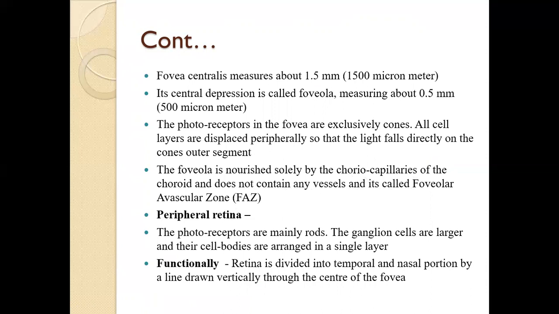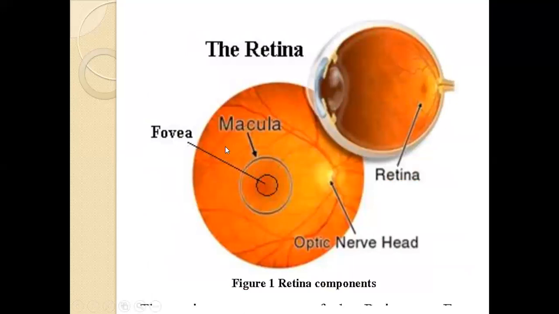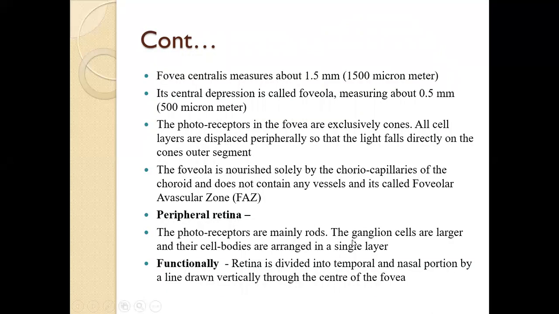And last one is the paracentral region, I can say, the peripheral region. Photoreceptors are mainly rods over there. So outside of this region, this area, rods are present. That area is called peripheral retina. The ganglion cells are larger and their cell bodies are arranged in a single layer. Also, ganglion cells are present in the periphery.